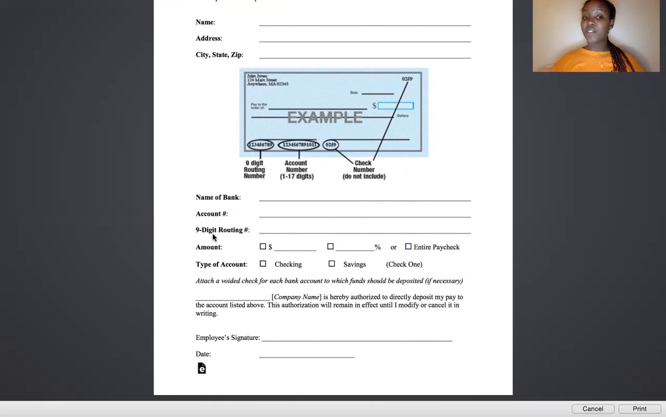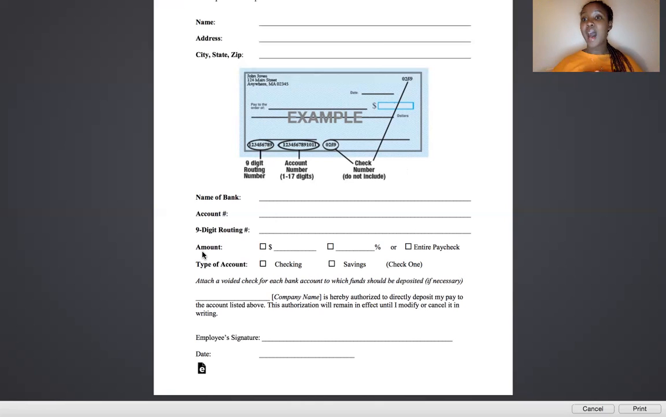Then you have your routing number. Routing number. So your routing number is 9 digits, 9 numbers, and it is the first numbers on your checks. So right here. So that is your routing number. So you have your routing number and account number. Amount.